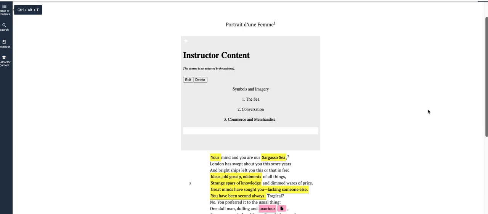So, Portrait d'une Femme by Ezra Pound. I'm not going to read the whole thing because my throat is still driving me crazy. But we'll obviously probably end up reading all of it as we go through.